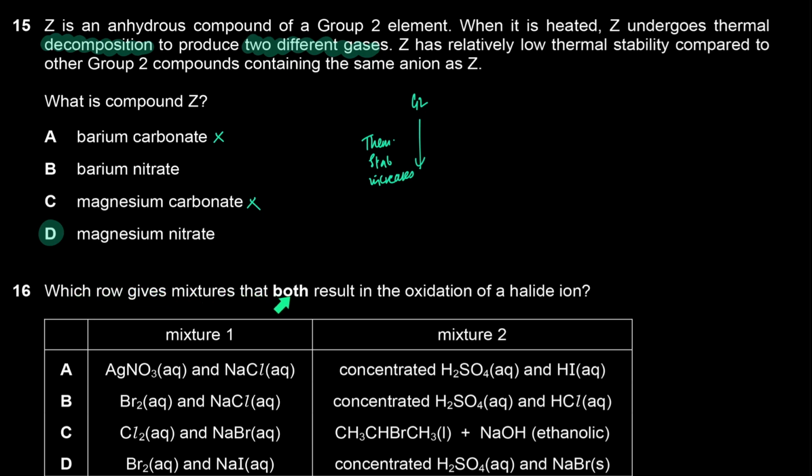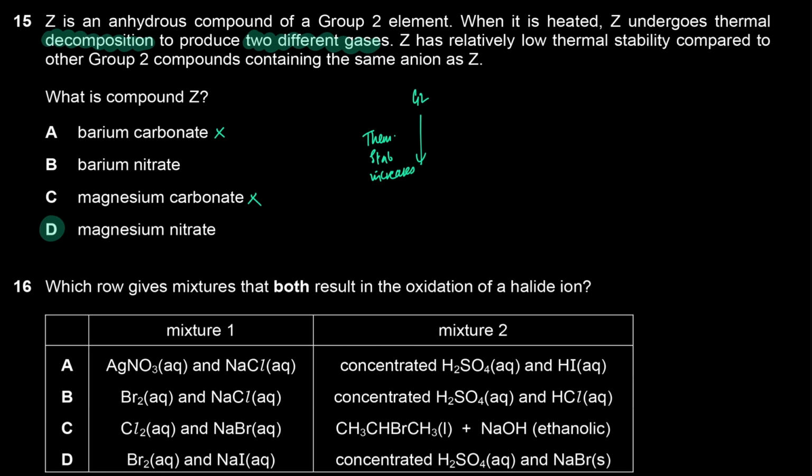Which row gives mixtures that both result in the oxidation of a halide ion? We'll go through the options one by one, but it'll serve as good review as well. Silver nitrate and NaCl. Is there any redox reaction taking place here? We get silver chloride, which is just a precipitation reaction. If you remember, this will just give us AgCl, so there's no redox reaction here.